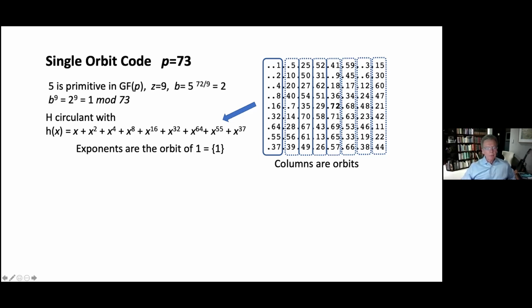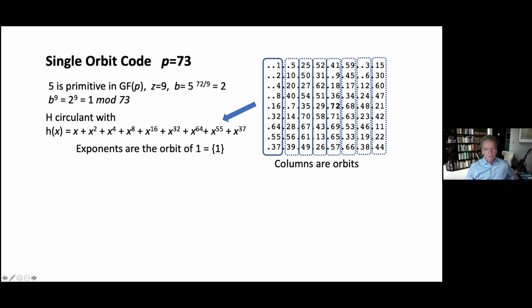And I'm going to take a circulant matrix. In this case, the circulant will be the parity check matrix. I'm in a big square matrix, right, a circulant. But it's going to be a special one where h of x has as exponents 1, 2, 4, 8, 16, and so forth, all the numbers that are in this orbit.